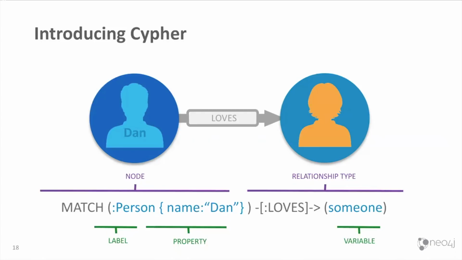And then we're not going to define anything about the person that Dan loves because we want to pull that node back. So again, in parentheses or rounded braces, we just put a variable name so that when the results come back from that query, all the details about that person that Dan loves will be stored in that variable, which we can then work with in a subsequent part of the query.